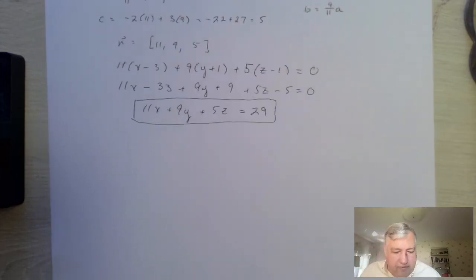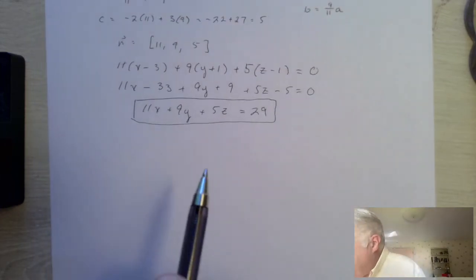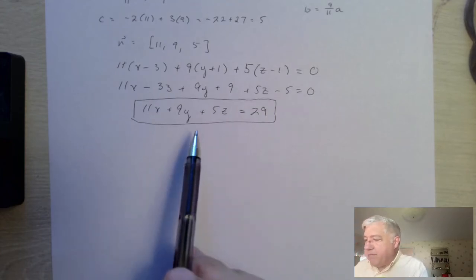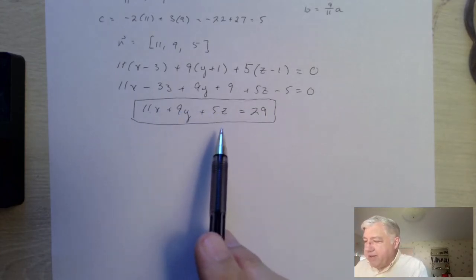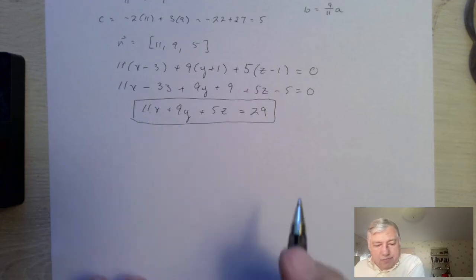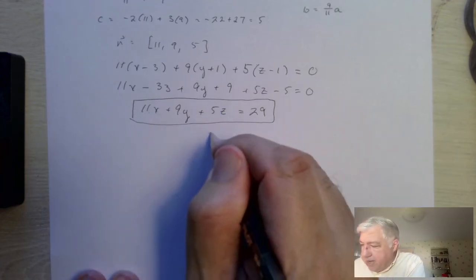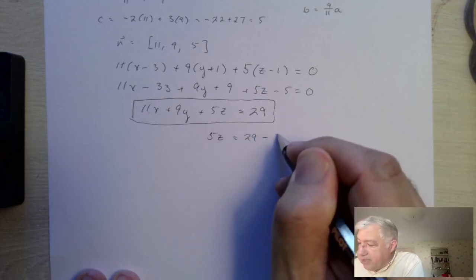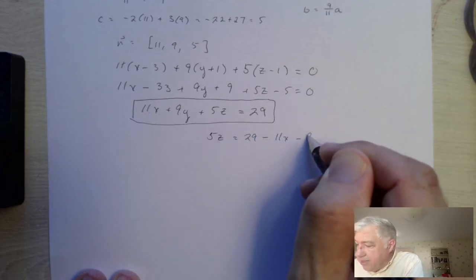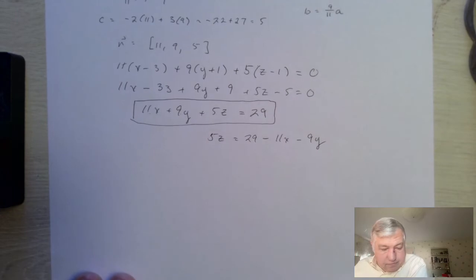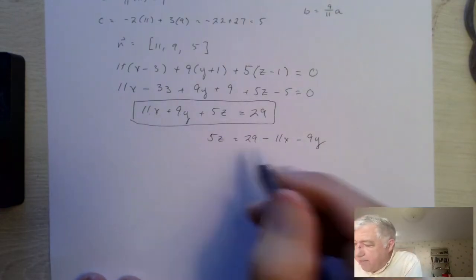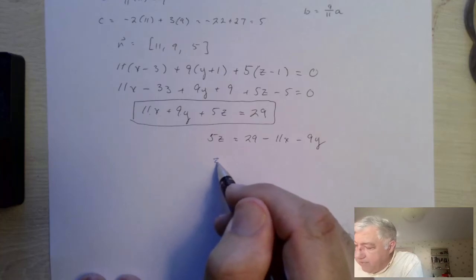And then if we want the vector form, we can pick a variable. It doesn't matter because all the coefficients are non-zero. So we can pick z again. So 5z will be 29 minus 11x minus 9y. And so for z, we can divide both sides by 5.